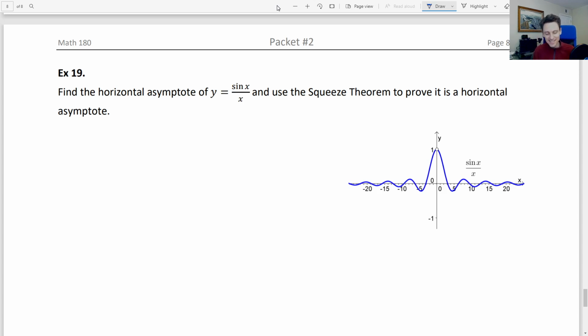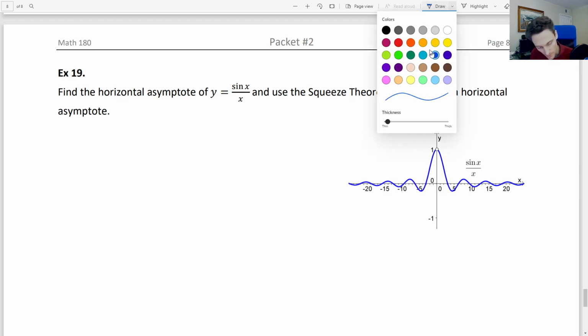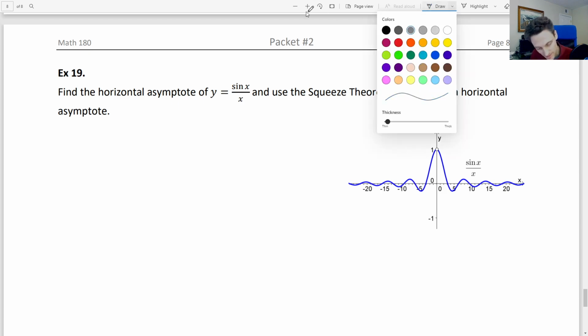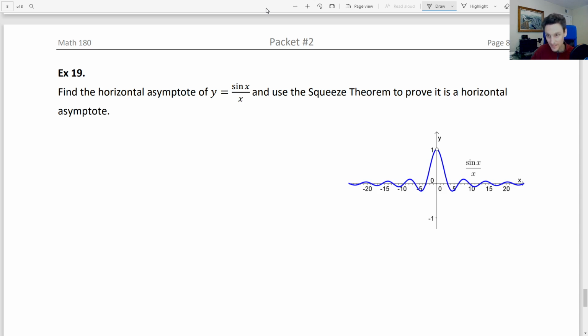So example 19 says, find the horizontal asymptote of y equals sine x over x, and use the Squeeze theorem to prove that it is a horizontal asymptote. All right. We didn't really state it, but the Squeeze theorem also works for x approaching positive or negative infinity. So I just wanted to point that out first. I'll write a little note here.